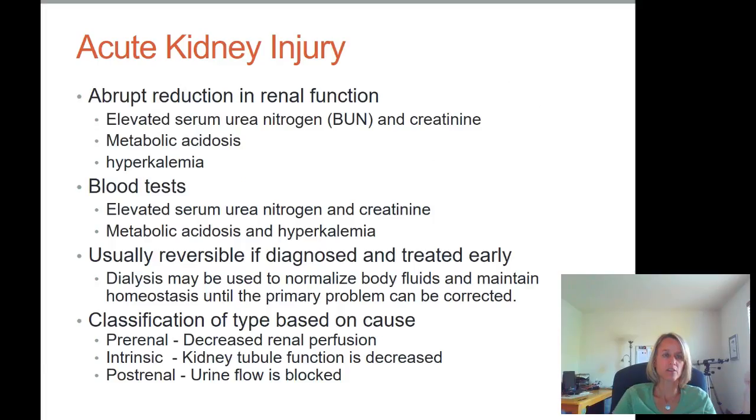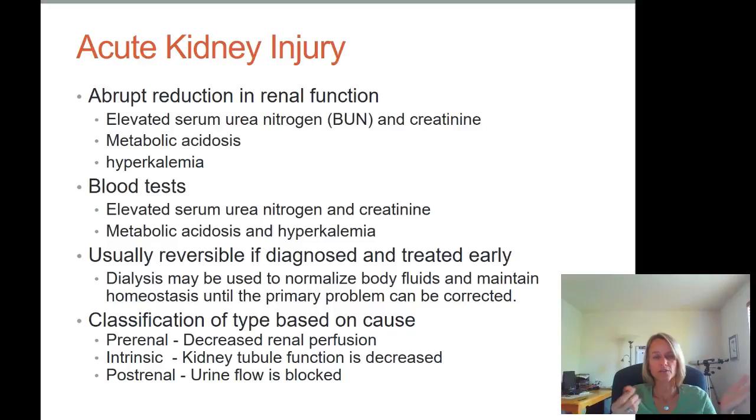Let's start a discussion looking at acute. So acute kidney injury is when we have an abrupt reduction in renal function. So we see an elevated serum urea nitrogen and creatinine, metabolic acidosis and hyperkalemia. A blood test reveals an elevated serum urea nitrogen and creatinine, metabolic acidosis, and hyperkalemia. Now, this is usually reversible if it is diagnosed and treated early.